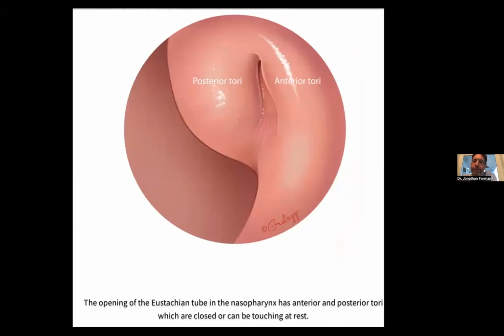Endoscopically inside the nose. These are some pictures that I got off the internet that I thought really demonstrated the anatomy well. You can see there's an anterior torus, a posterior torus, and muscles that attach to help spring them open. Those are used when we do things like yawn and swallow, stimulating those muscles to pull open the eustachian tube. Does anybody have any questions so far?